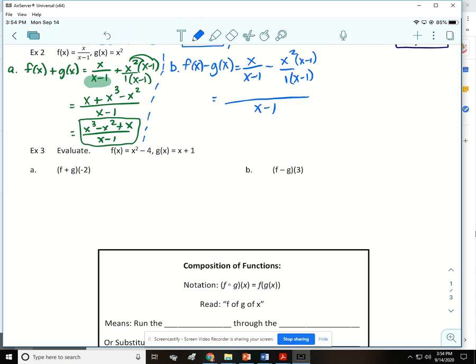I'm going to bring over my x. Now be careful that you distribute negative x squared. So negative x squared times x is negative x cubed. And negative x squared times negative 1 is plus x squared. And again, that's fine. You can leave it like that. If you want to, you can rearrange it so it's in descending order on the numerator. So that's the difference of those two functions.